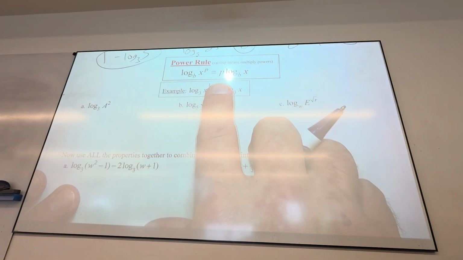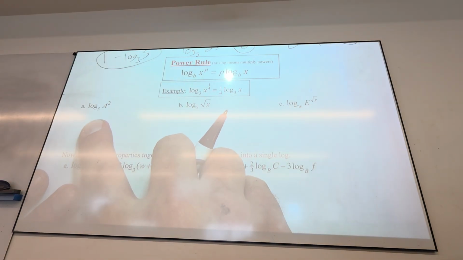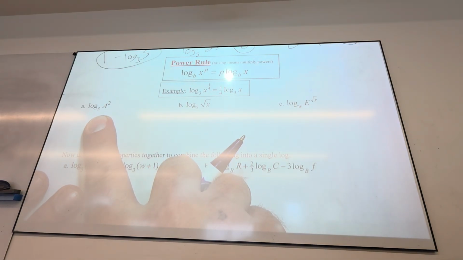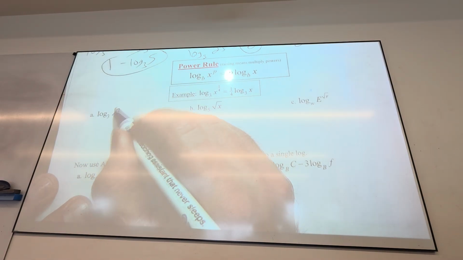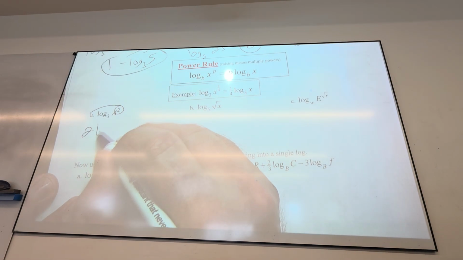And then we get this. So this first one's pretty straightforward. What happens? 2 log base 3. Yeah, the 2 just comes down.